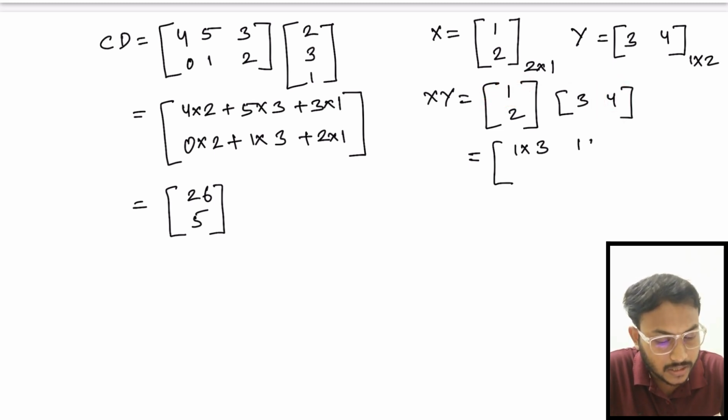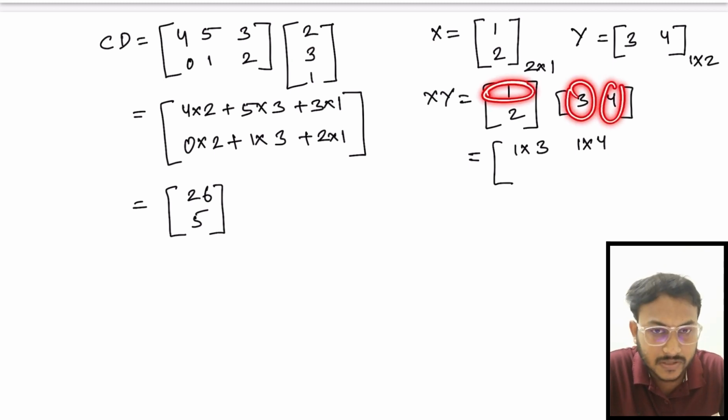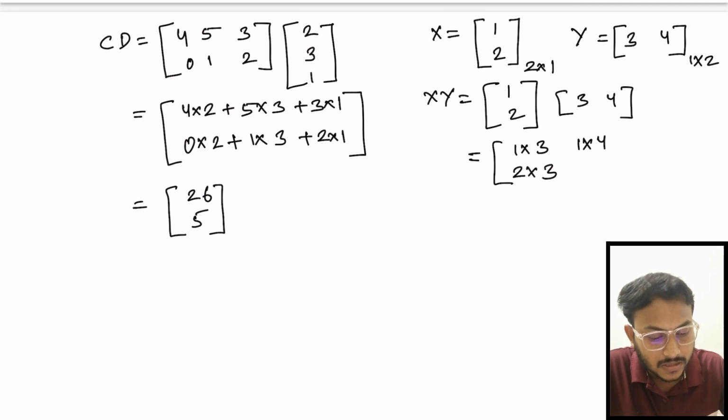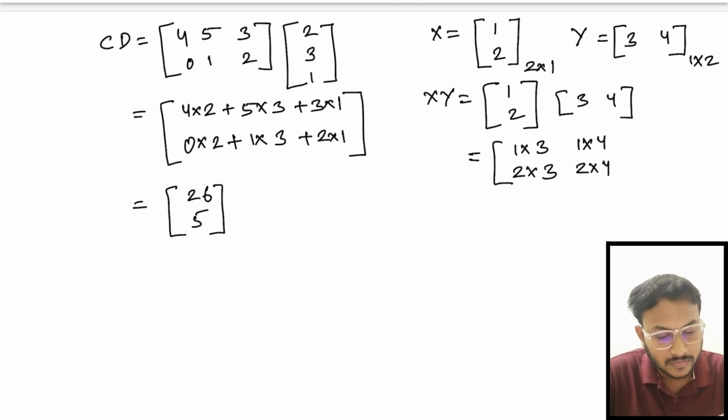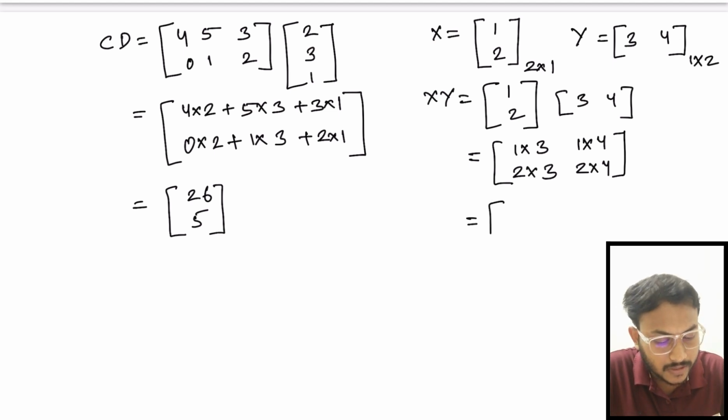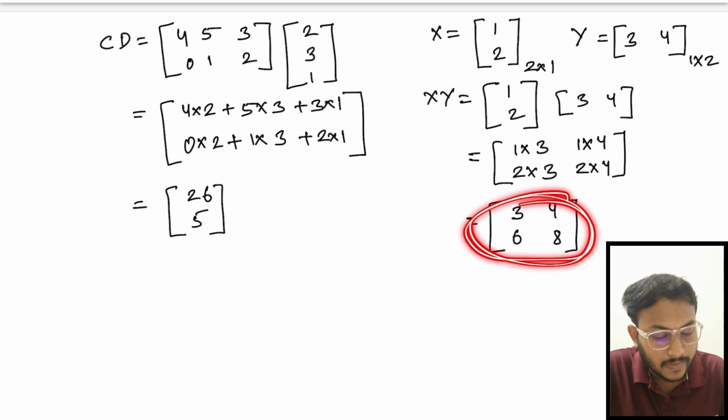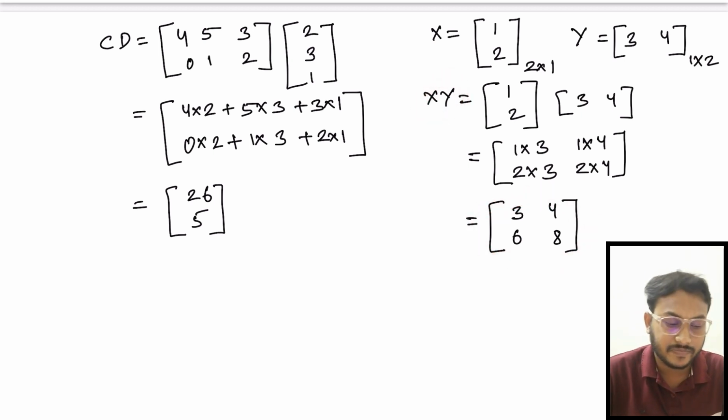Okay, so 1 into 4. We have multiplied this row with all the columns, then we have to multiply the other row with all the columns. So we will get 2 into 3, then 2 into 4. This is how you multiply the elements, and the resultant values will be 3, 4, 6, 8. So this is the matrix which is the product of matrix X and Y. Now I think you are clear with the multiplication.